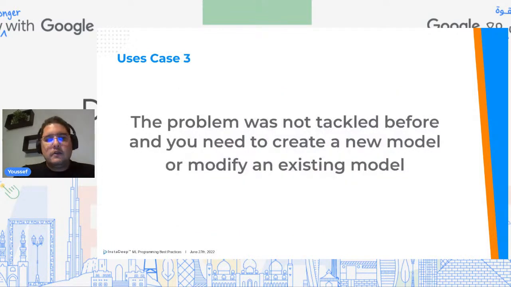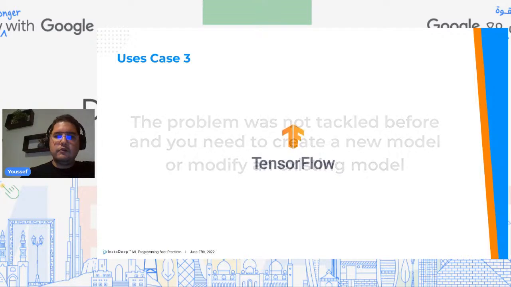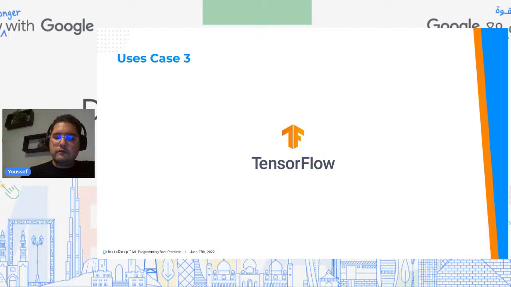Then we have the third use case, and here our problem was not tackled before, and we need to create a new model or modify an existing model. For example, let's say we need to do semantic segmentation in 3D, or actually there are some models for semantic segmentation, but let's say instance segmentation in 3D, and you want to use, for example, Mask R-CNN for that, because it's providing good results. So here you have to modify that model by yourself, converting it to 3D, and then train it on your data. So these are the different use cases, and here you will have to use TensorFlow or JAX or PyTorch or any framework to implement it by yourself or modify it.